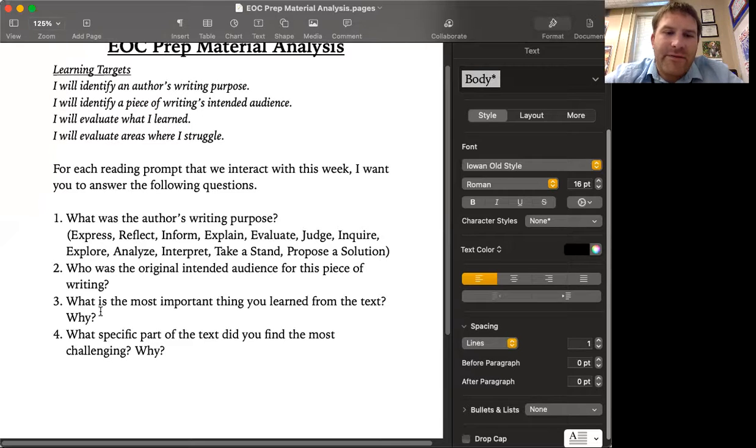Then 3 and 4 are the important ones. What is the most important thing you have learned from the text? I'm a firm believer that if it is the most dry, boring thing, you can pull some information from it. You can get a better understanding of yourself or a better understanding of a part of the world through interacting with a piece. So what was the most important thing you learned? What did you learn about the world, yourself, etc.? And explain why that was the most important, because there's a lot of things you could learn from a piece. Why was that one thing the most important?